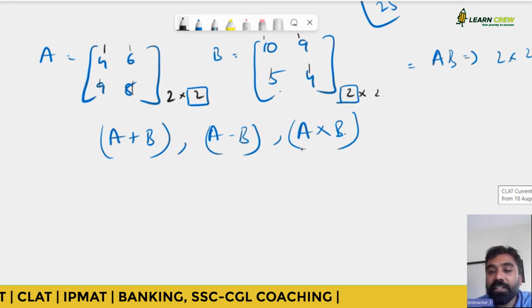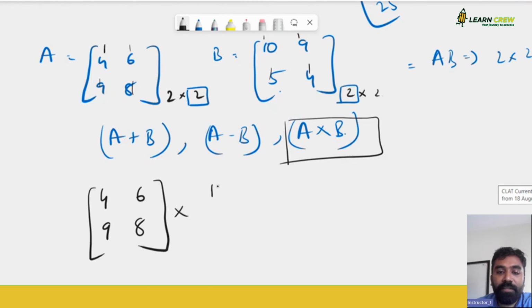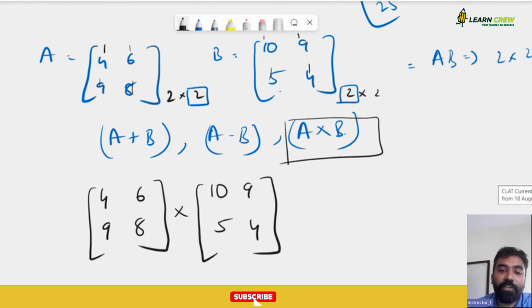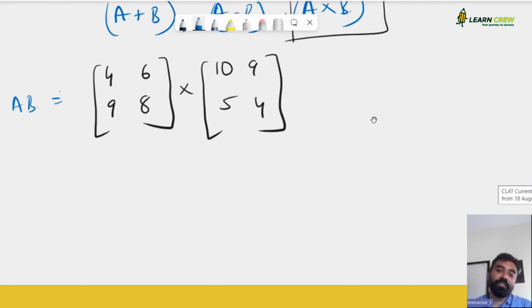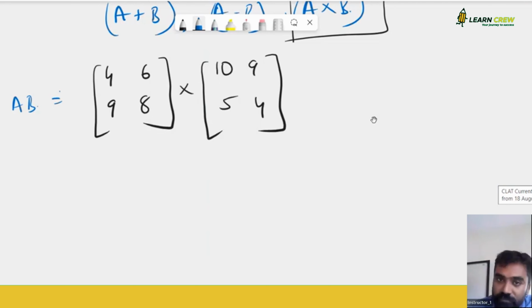Now what happens in terms of your AB? A multiplication B. What happens? 4, 6, 9, 8 multiplied by 10, 9, 5, 4. When you need to multiply these two things, then what happens? A plus B, A minus B, all did it. Easy. What happens in AB? Sir, we should multiply with column and row, sir. Okay. So this row and this column.